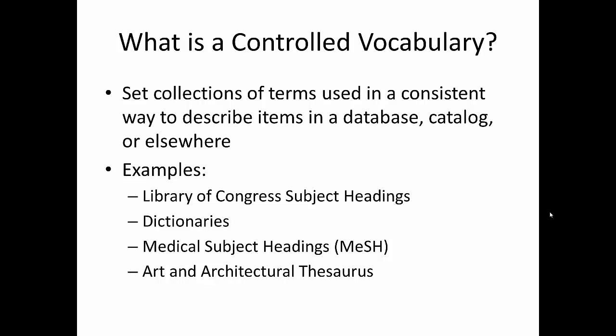They are controlled because each term has been placed on a list on purpose to be used to describe a very specific concept and have very specific definitions. Terms from a controlled vocabulary, when used in a database or catalog, are meant to be used consistently so that a searcher can rely on always getting expected results when using them.